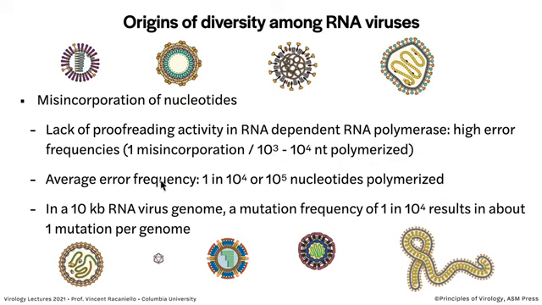So that gives you an average error frequency of 1 in 10,000 or 1 in 100,000 nucleotides per polymerase. So in a 10,000 base RNA virus genome, if you have a mutation frequency of 1 in 10 to the 4, every time the genome is copied, you have one mutation. So if you make 10,000 new genomes in an infected cell, and you make many more than that, you've mutated every base. Okay, that's why RNA viruses are the masters of mutation.